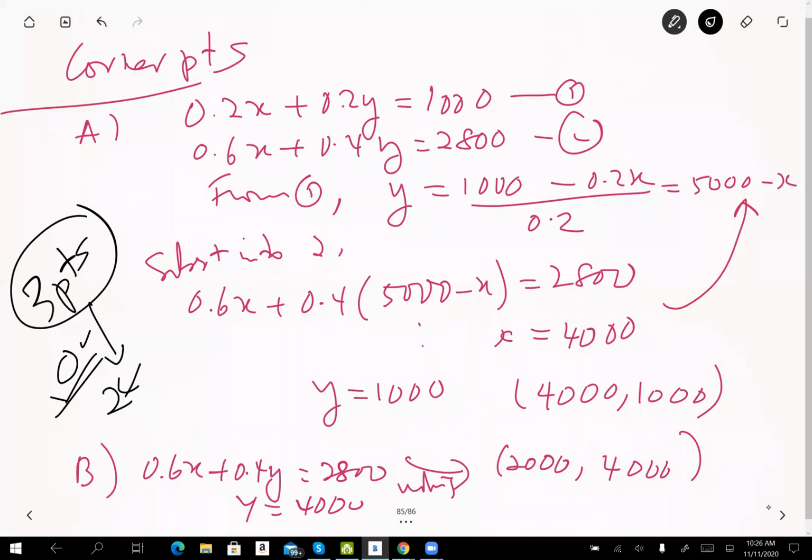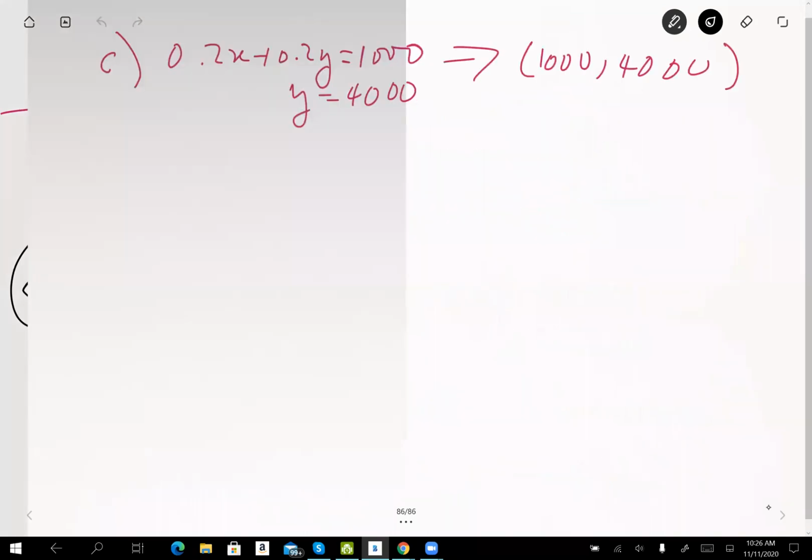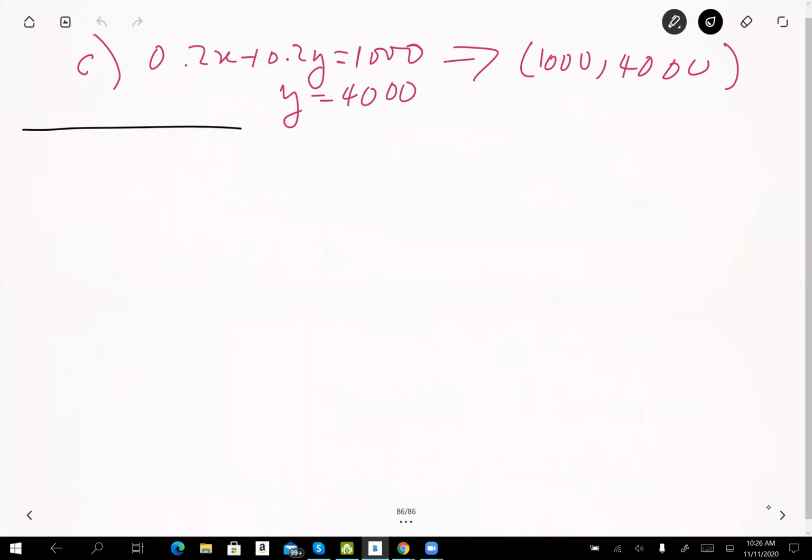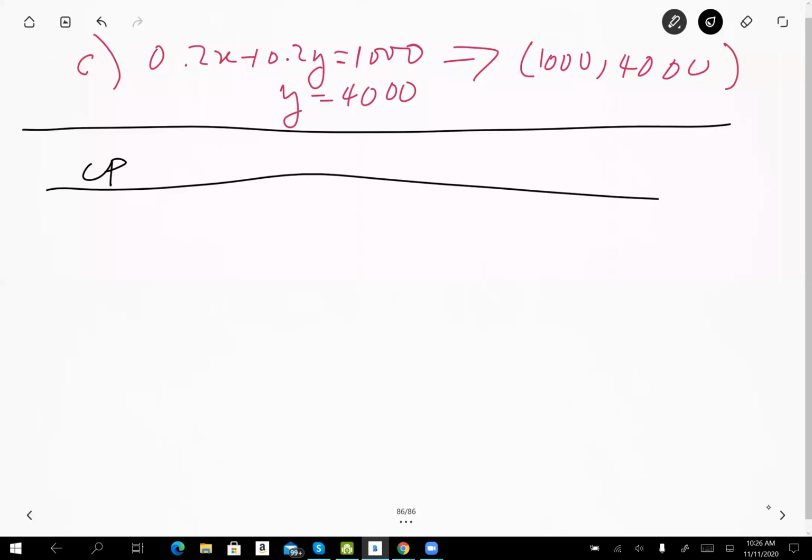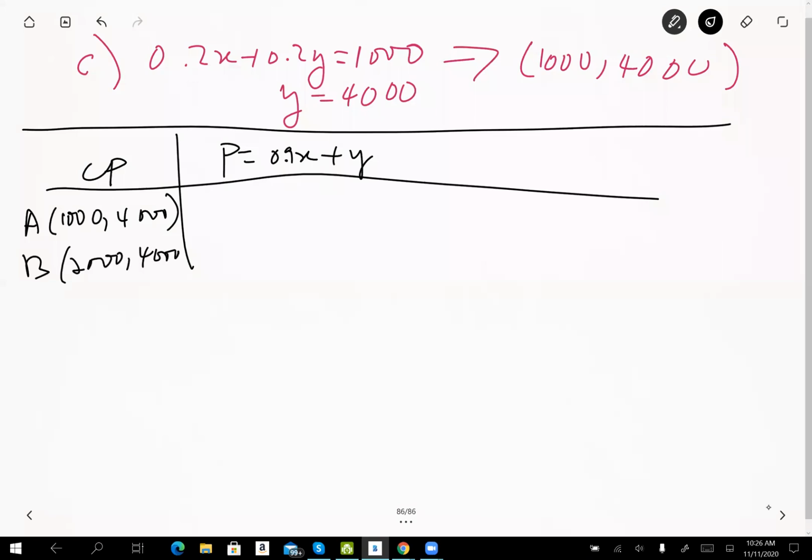And then we come to the final part of the question. Once you get the corner points, we tabulate them, together with the objective function, 0.9x plus y. Point A is (1,000, 4,000). Point B is (2,000, 4,000). And point C is (4,000, 1,000).